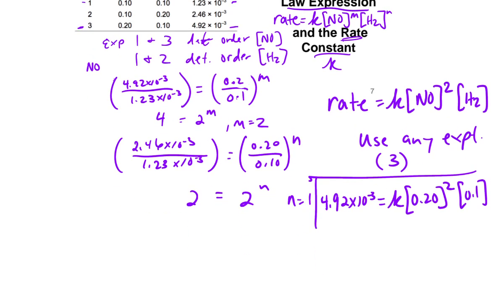Okay. And so we can rearrange, multiply, divide, square some things, solve for K, and what do we get? 1.23, I believe. Feel free to check me on that. I use a different experiment in my notes, so yeah.